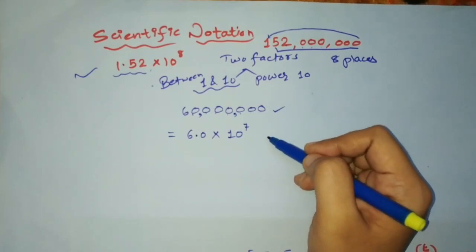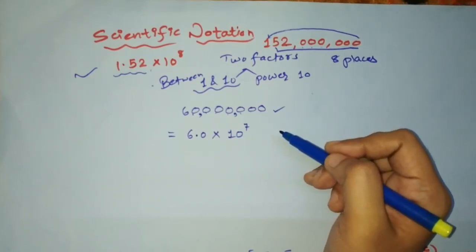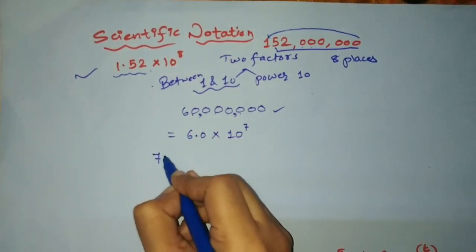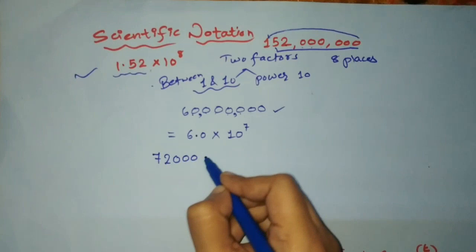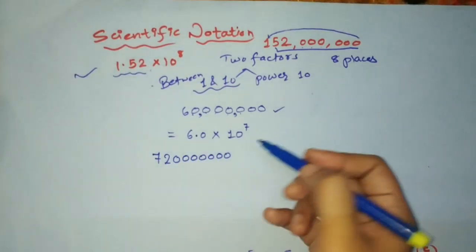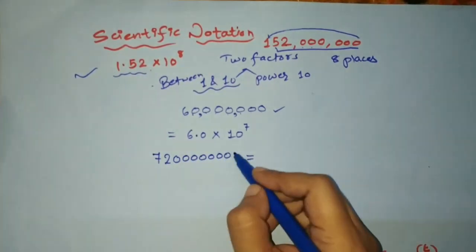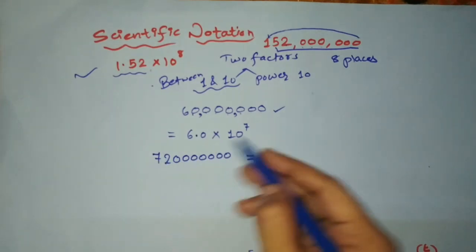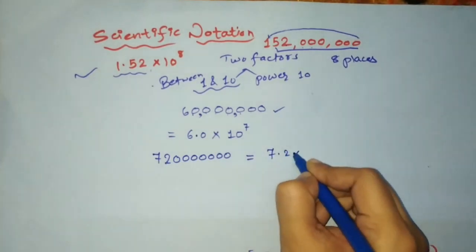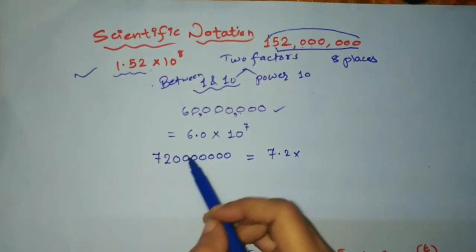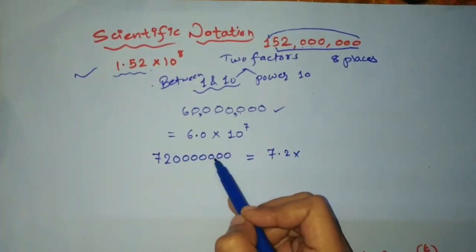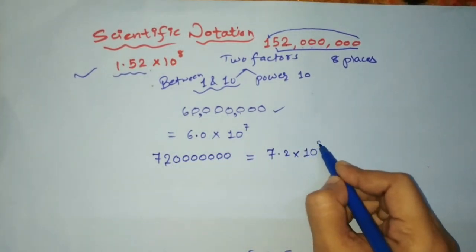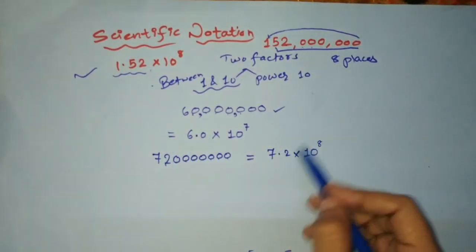Then again, for example, if I want to write down another number, say 72 followed by zeros, in scientific notation, I'll move the decimal point between 7 and 2. So I'll write 7.2, and I move the decimal to the left-hand side, 1, 2, 3, 4, 5, 6, 7, 8 places. That means 10 to the power 8, and then 7.2 into 10 to the power 8.